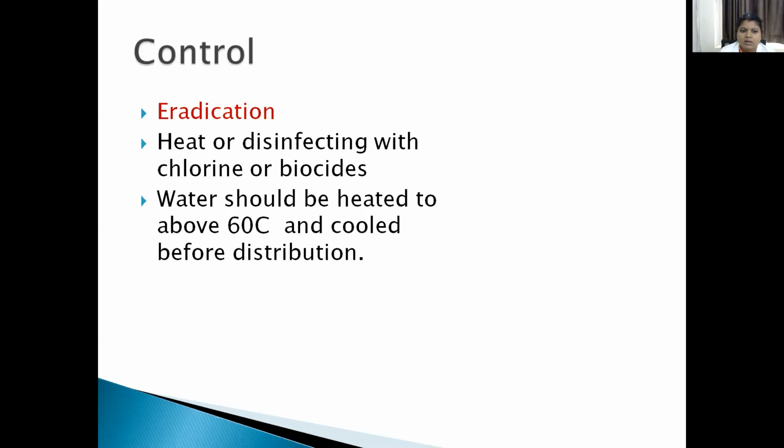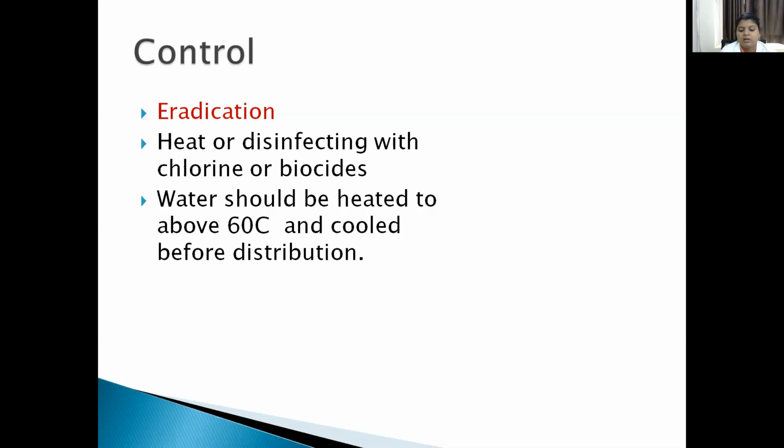This is the control of Legionella pneumophila. Heating or disinfecting with chlorine or biocides can be used for the control of this organism. Before drinking, the water should be boiled. Water should be heated to above 60 degrees centigrade and cooled before distribution. This is about the controlling of Legionella pneumophila.